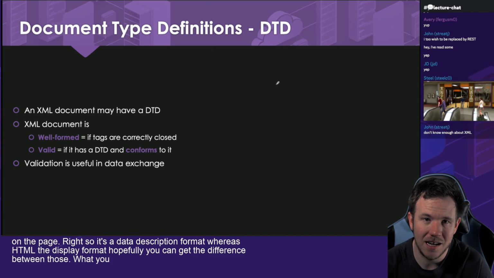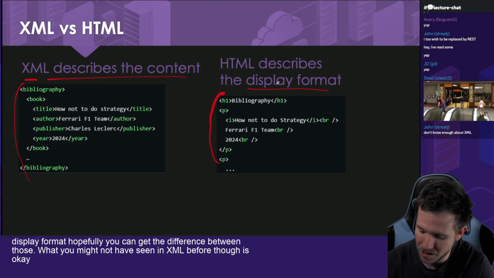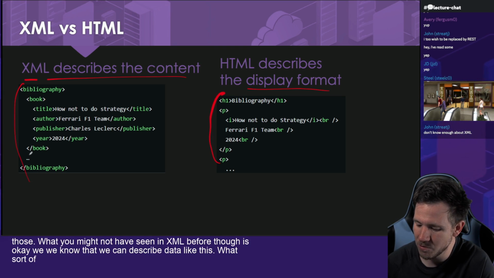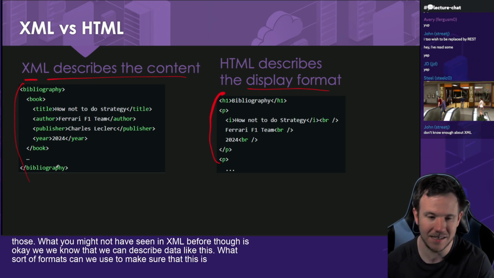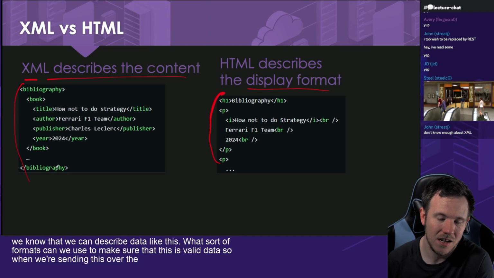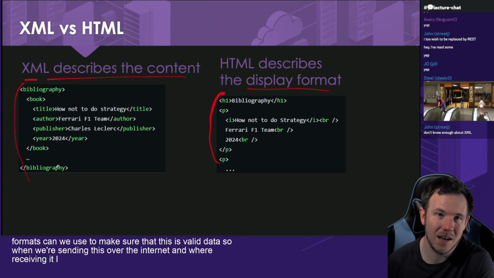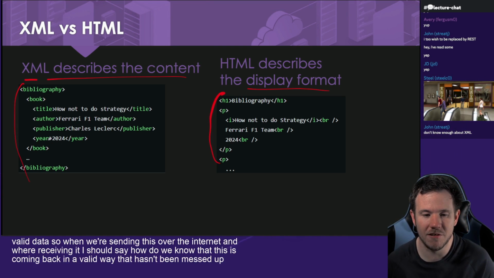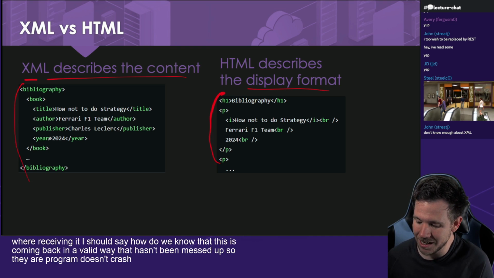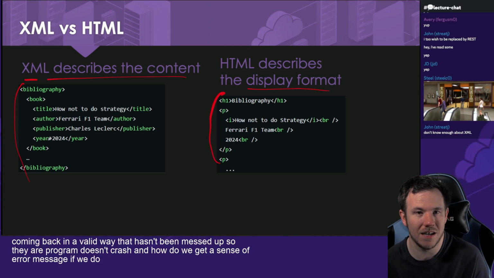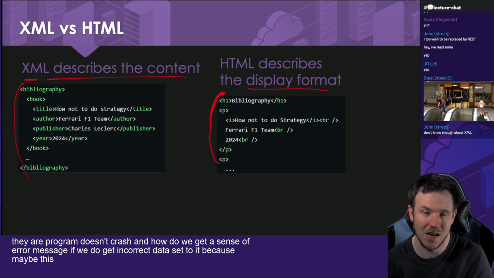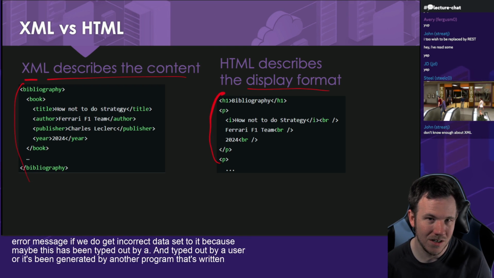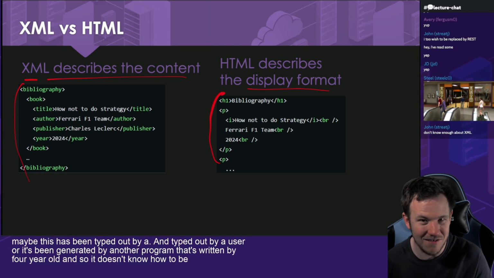What you might not have seen in XML before, though, is, okay, we know that we can describe data like this. What sort of formats can we use to make sure that this is valid data, right? So when we're sending this over the internet, and we're receiving it, I should say, how do we know that this is coming back in a valid way, that it hasn't been messed up, so that our program doesn't crash? And how do we get a sensible error message if we do get incorrect data sent to us? Because maybe this has been typed out by a user, or it's been generated by another program that's written by a 4-year-old, and so it's not generated properly.